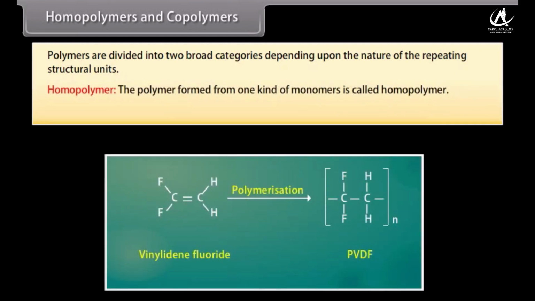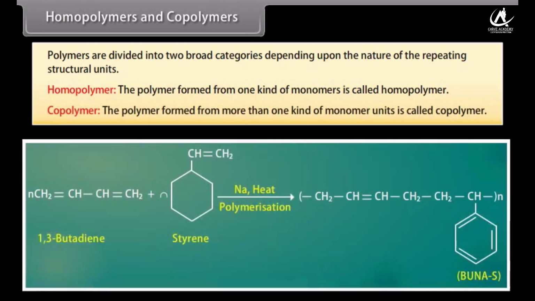Homopolymer. The polymer formed from one kind of monomer is called a homopolymer. For example, PVDF is formed by vinylidene fluoride. Copolymer. The polymer formed from more than one kind of monomer unit is called a copolymer. For example, Buna-S rubber is formed by 1,3-butadiene and styrene.